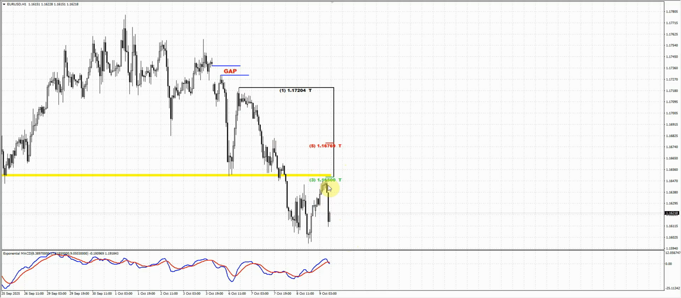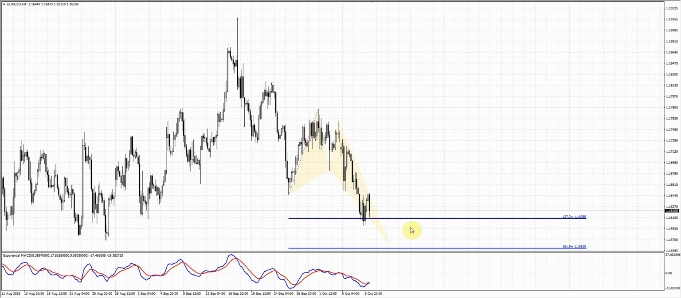Just let's see what will happen next. Hopefully we will get our target that we have on a four hour time frame chart, and if market will complete this butterfly, we then will decide what to do next.